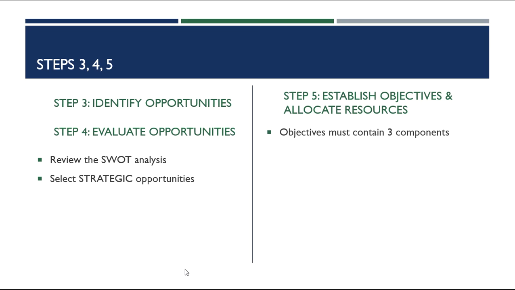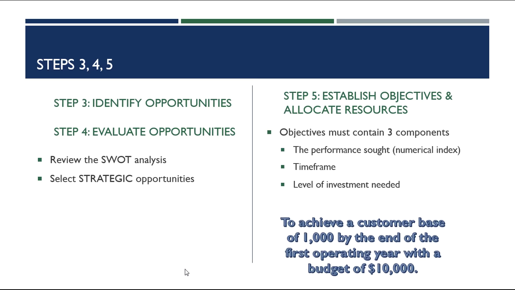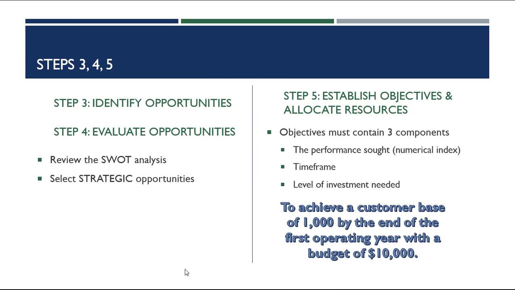So when you're thinking about retail objectives, they have to contain 3 components: your performance that you're seeking, the time frame, and the level of investment needed. And we'll go into this in a lot more detail as we start working through the next few chapters, but objectives do have to contain your performance that you're seeking, your time frame, and the level of investment. So an example of a good retail objective is here: to achieve a customer base of 1,000 by the end of the first operating year with a budget of $10,000, right? So retail plans are going to start with that objective.